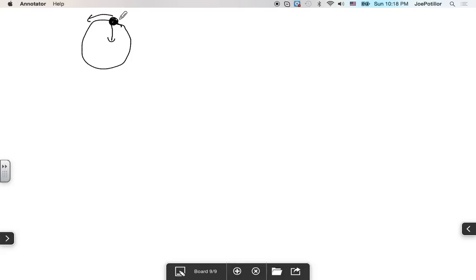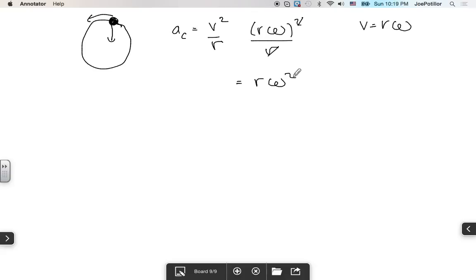So we've spoken about centripetal acceleration before. Centripetal acceleration, a sub c, is of course v squared divided by r. And we learned earlier that v is equal to r times omega. So we plug that in, and then we have that killing that. So we end up with r omega squared for centripetal acceleration. This is a very important equation which you may wish to memorize.